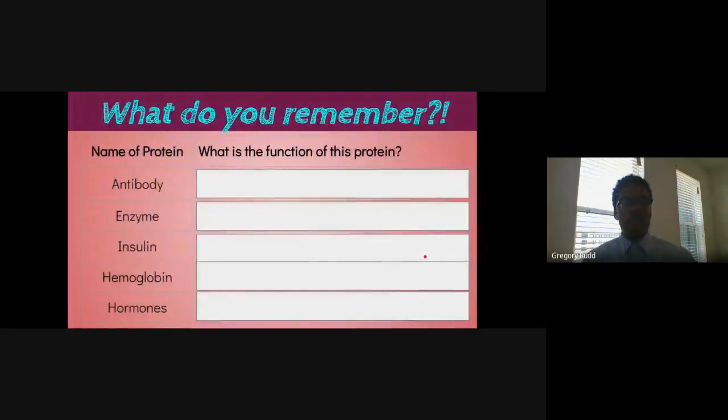Okay, so we've talked about several of these types of proteins in the past. Perhaps you remember antibodies, enzymes. You should definitely remember enzymes, insulin, hemoglobin, and hormones. But do you all remember what these proteins do? What are their functions? What does an antibody do? What is the role of an antibody?